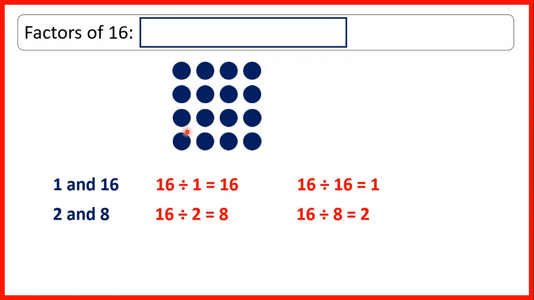We could also rearrange our counters to make 4 rows of 4 counters. That's because 4 times 4 is 16, so 4 is a factor of 16, because 16 divided by 4 is 4. So the factors of 16 are 1, 2, 4, 8, and 16.